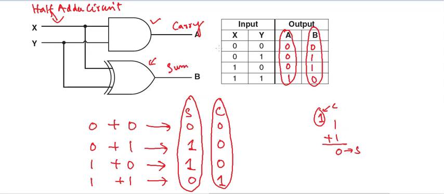So if you take a look, when the input is 0 0, we get 0 carry, 0 sum. When the input is 0 1, we get 1 as the sum and 0 as the carry, right? And when the input is 1 0, we get 1 as the sum and 0 as the carry. And when the input is 1 1, we get 0 as the sum and 1 as the carry. So you can see that this is a half adder circuit. It can add 2 bits and give you the sum and carry.